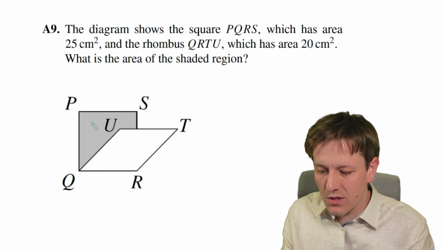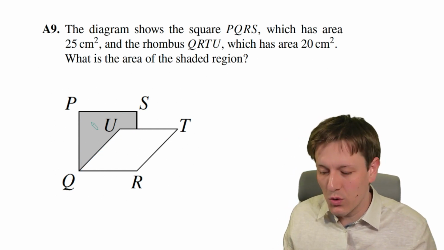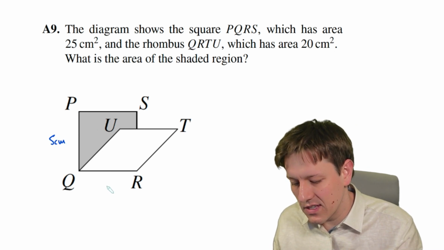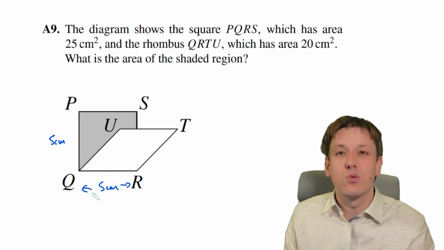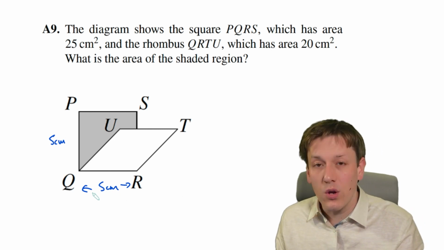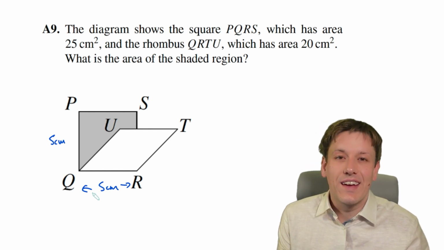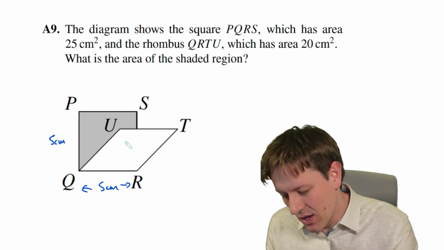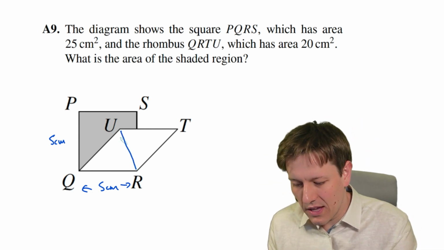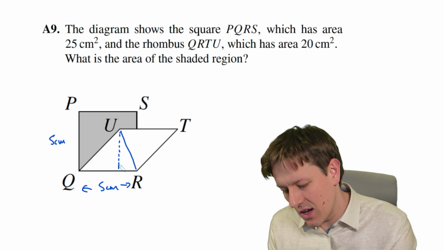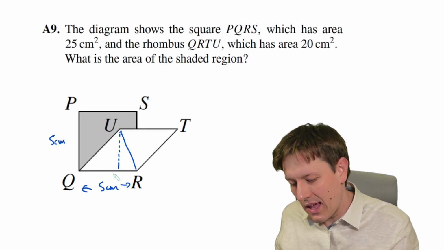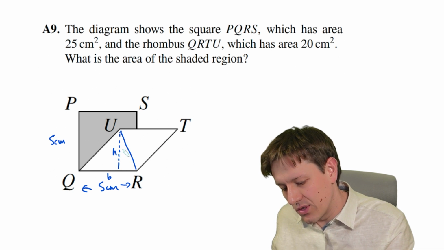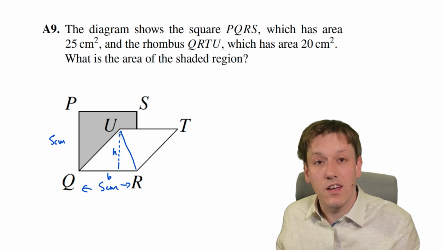Well, we start with the square, which is 25 centimeters squared, so we know that that square is 5 centimeters by 5 centimeters. Now for the rhombus, we need to think a little bit more. If you don't know the formula for the area of a rhombus, I'll forgive you. You can split it into 2 here, and you could say that we've got 2 congruent triangles here, like one here and one here, and they are each equal to a half times the base times the height.